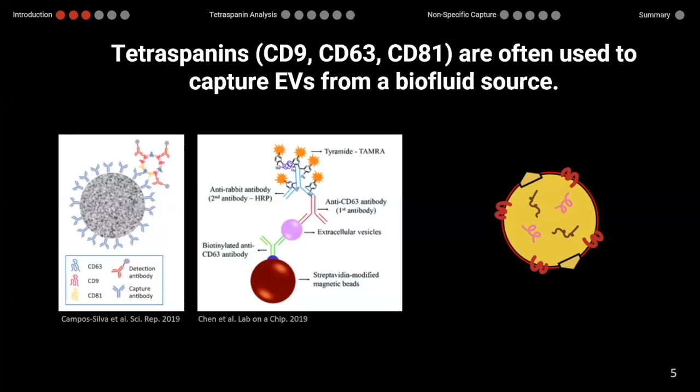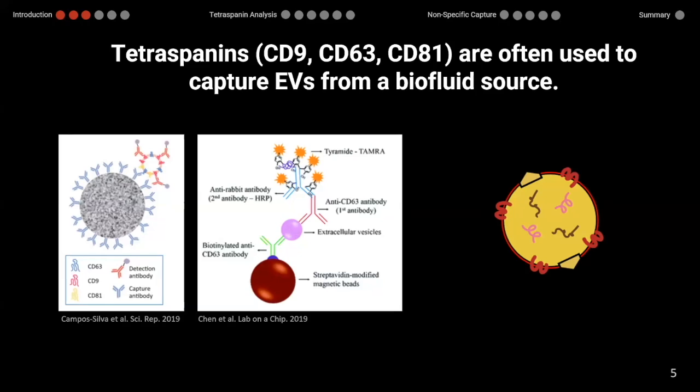However, there seems to be a commonality between all of these different platforms, and that is that these labs almost always start with primary capture of their EVs by a single tetraspanin. People in the EV field are probably very familiar with these tetraspanins, CD9, CD63, and CD81, because they're known as EV-associated markers, as they are enriched in small EVs compared to whole cell lysates.